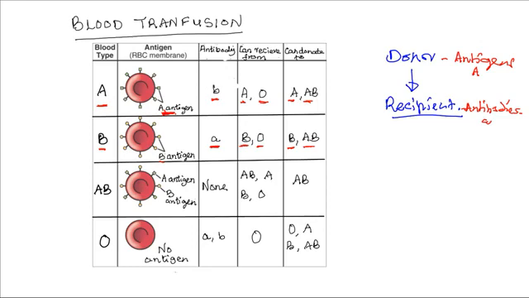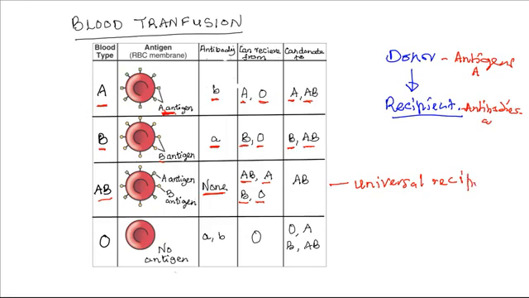For this reason, blood group AB is referred to as universal recipient. Individuals that have blood group AB are said to be universal recipients because they can receive blood from all the other groups, since they don't have antibodies to react with the donor's antigen.